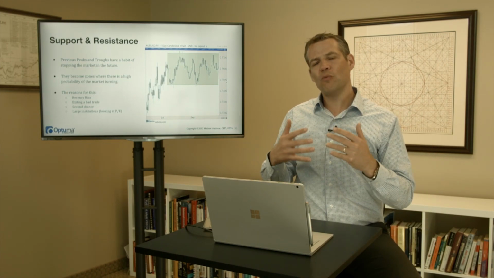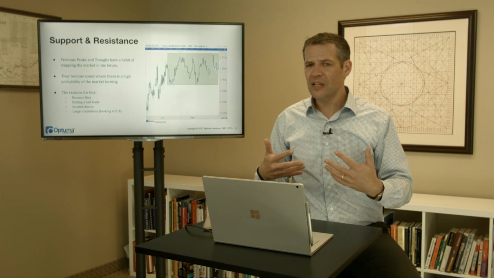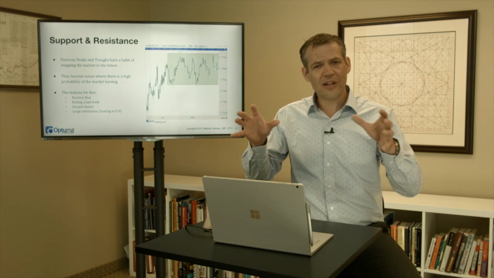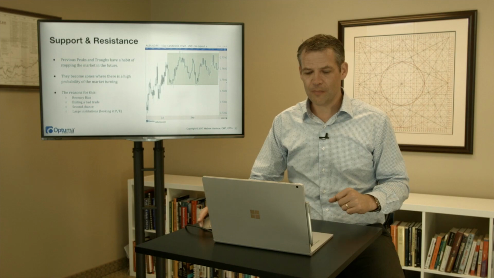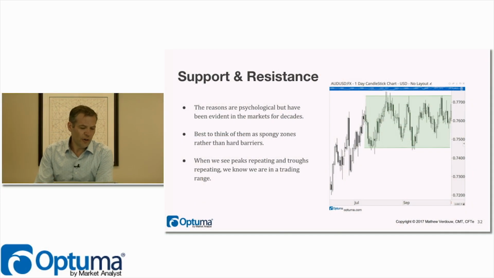These are just some of the reasons why these ranges happen. We're a big believer that we have to have this understanding because it helps us in our analysis, no matter what technique we're using. All those reasons are psychological, but they've been evident in the market for decades. The way I like to think about support and resistance is more like spongy zones rather than hard and fast barriers. Small breaks, candle shadow breaks, whisker breaks are really not important. What we're really looking for is breaks of bodies and things like that.